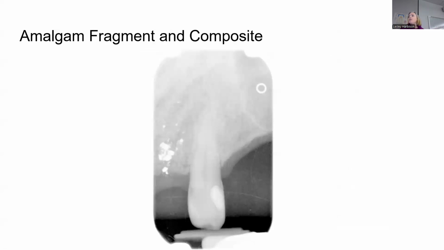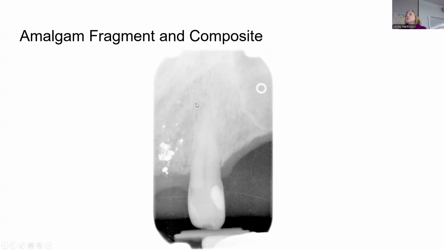So here we have a couple different things. Here we have an amalgam fragment. I'm not sure exactly where the composite is supposed to be, because that looks too white to be composite. This is definitely an amalgam fragment there. I don't like this picture. Some composites are more radiopaque, but that seems almost too radiopaque.